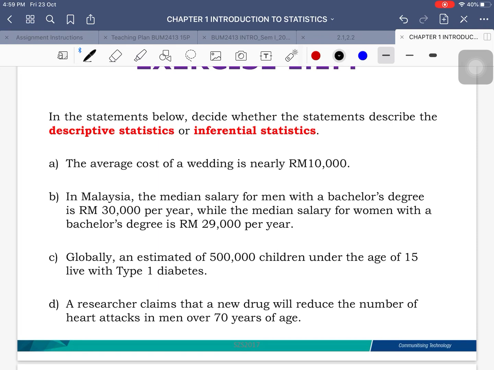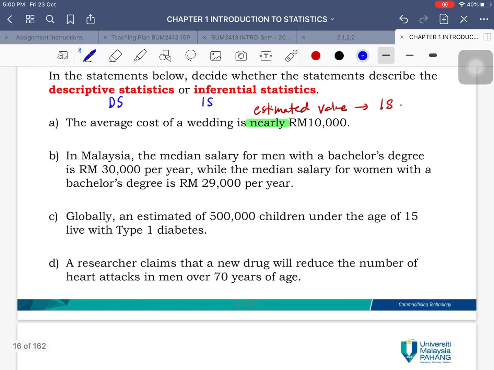It says over here the average cost of a wedding is nearly 10,000, so the figure is going to be 10,000. But what gives away that this is going to be inferential statistics is the term nearly. We don't really know for sure that it's going to be 10,000. So it's nearly 10,000. It's an estimated value. So therefore, this is going to be inferential statistics. I'm going to use notation: inferential statistic and descriptive statistics. Okay, so that is for number 1.